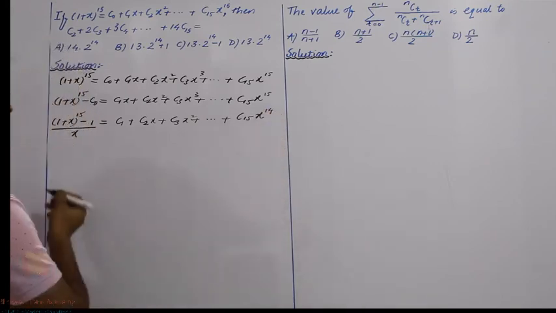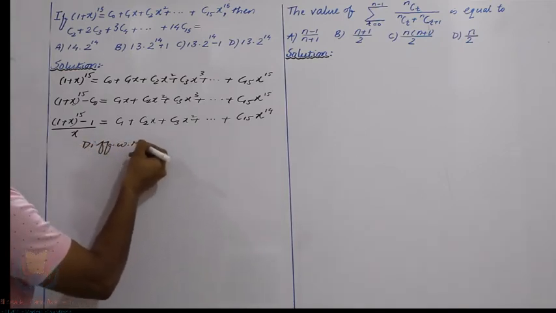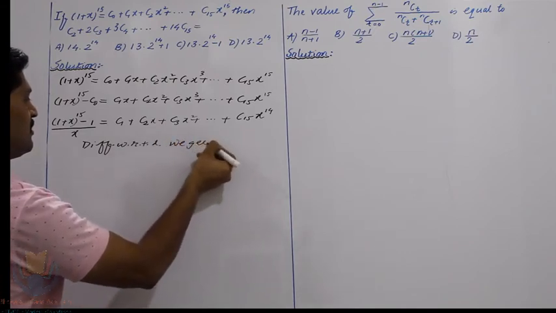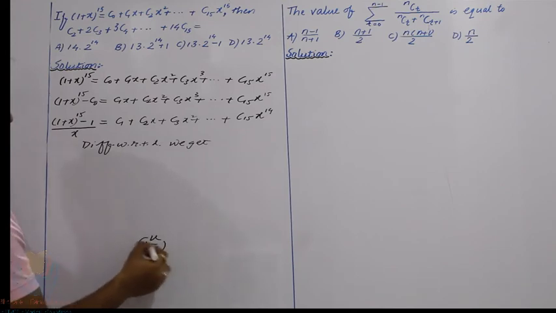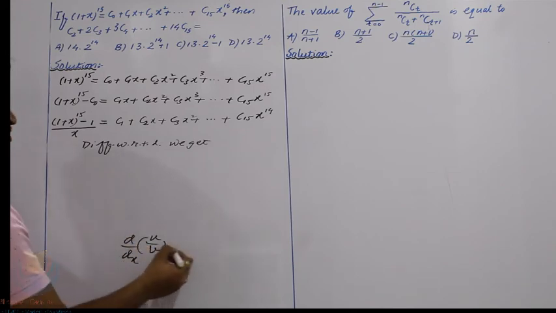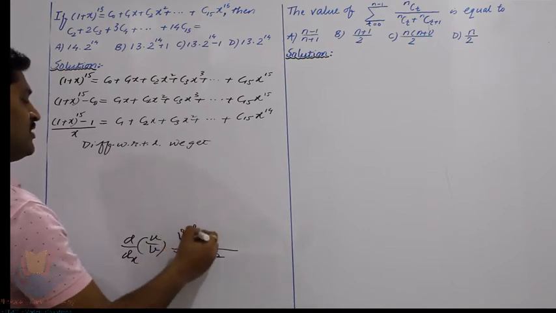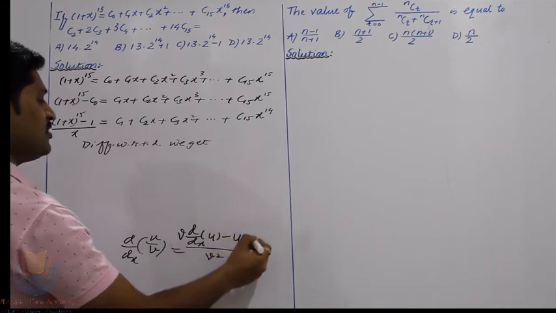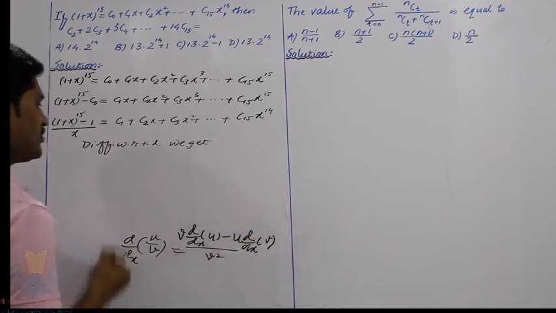So now we can take the derivative on both sides. So here we will write, differentiating with respect to x, we get: we will use the formula of the derivative of u by v, which is (v times the derivative of the numerator minus u times the derivative of the denominator) upon v square. So this formula we are going to use here.